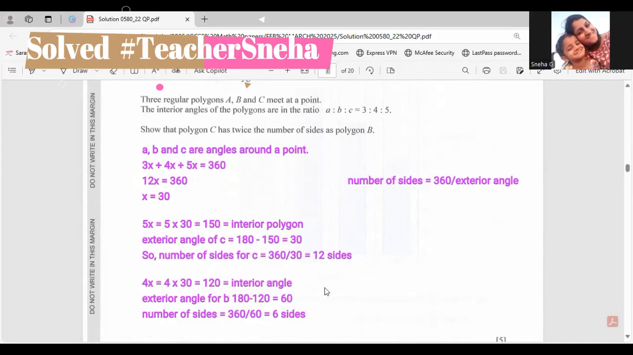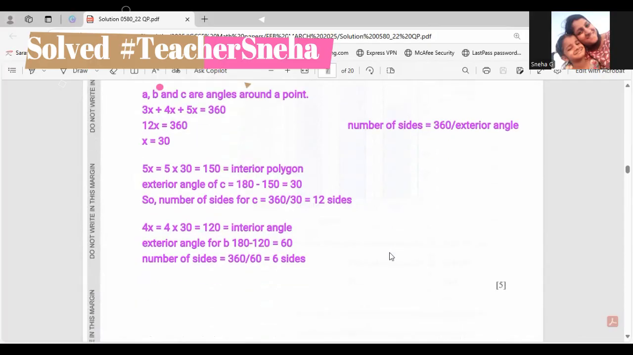And now we clearly see over here for polygon C, the answer was 12 sides, and polygon B over here has an answer of 6 sides. So this proves that polygon C has twice the number of sides as polygon B. So this is how we solve this question.